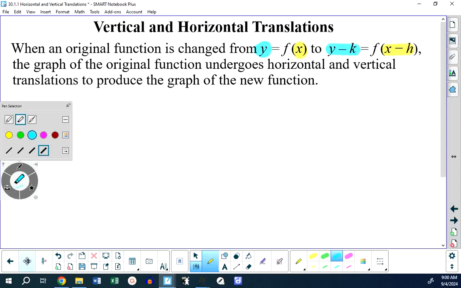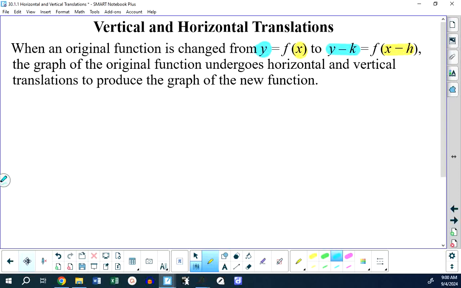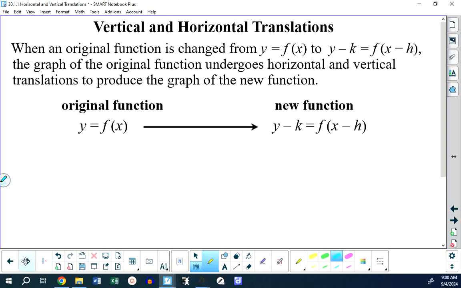You're taking the equation of the function, and if there's a y, you're changing it to y minus k. And every place there's an x, you're changing it to x minus h. When you make these replacements, it turns out that the new graph will be shifted left, right, up, down, depending on the nature of h and k. So I want us to refer to y equals f of x as the original function. The new function is y minus k equals f of x minus h.